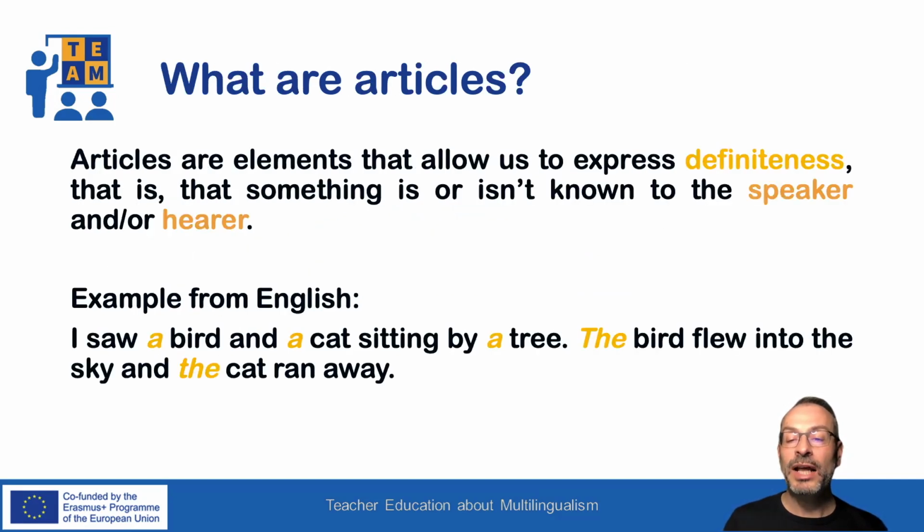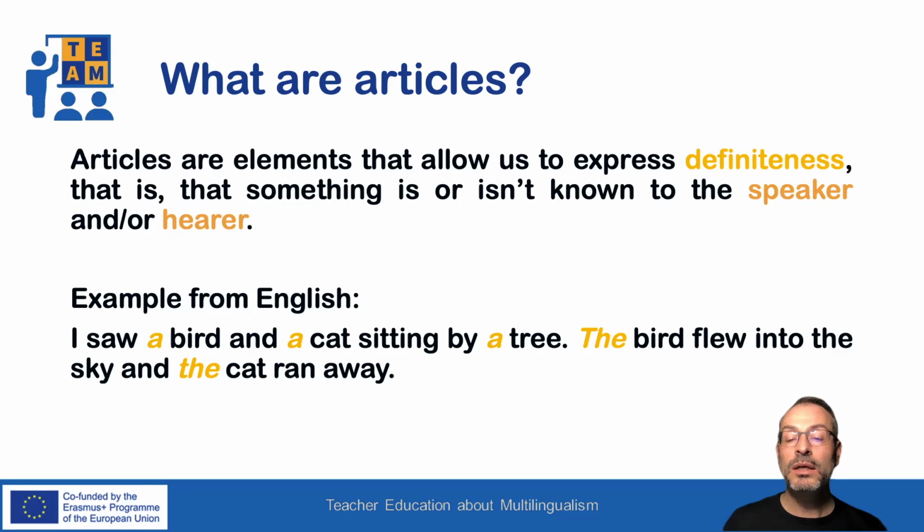Articles are elements that help us express definiteness, that is, whether something is known and familiar to the speaker and the hearer. For example, in English, if someone says, "I saw a bird and a cat sitting by a tree," the bird, cat, and tree are known to the speaker but not to the hearer. This is why the speaker is introducing them to the hearer using the indefinite article. After they have been introduced, they are known to both the speaker and the hearer.